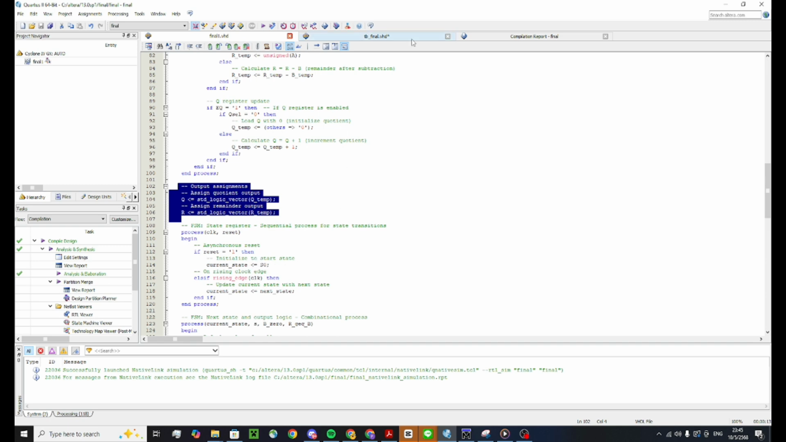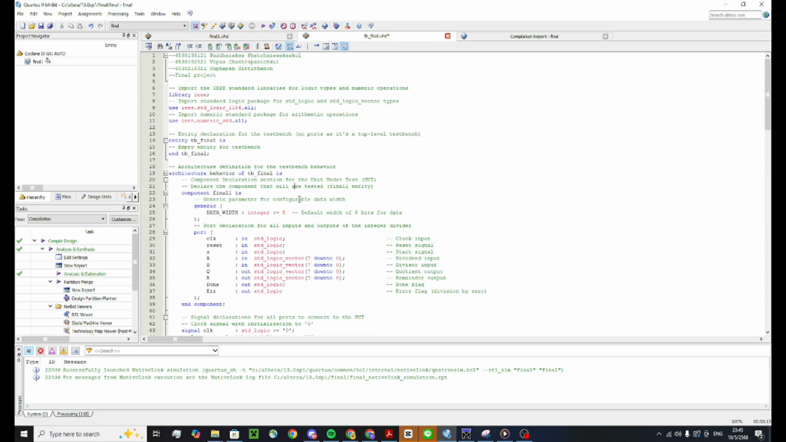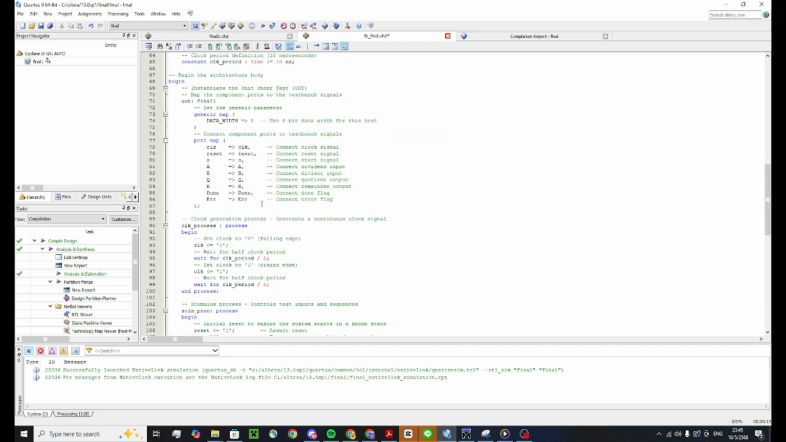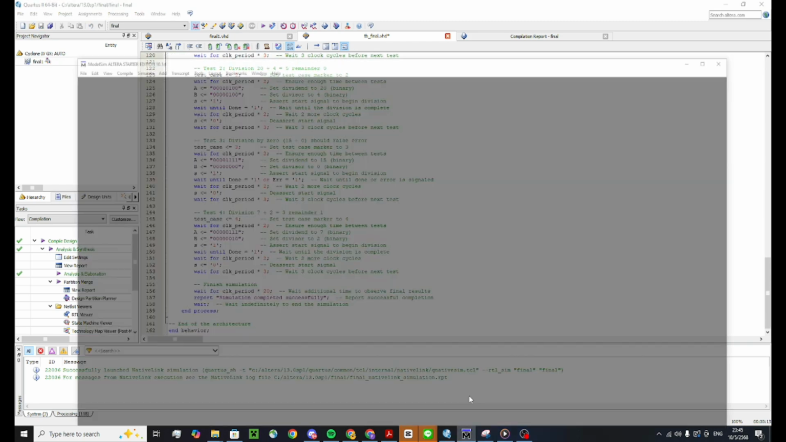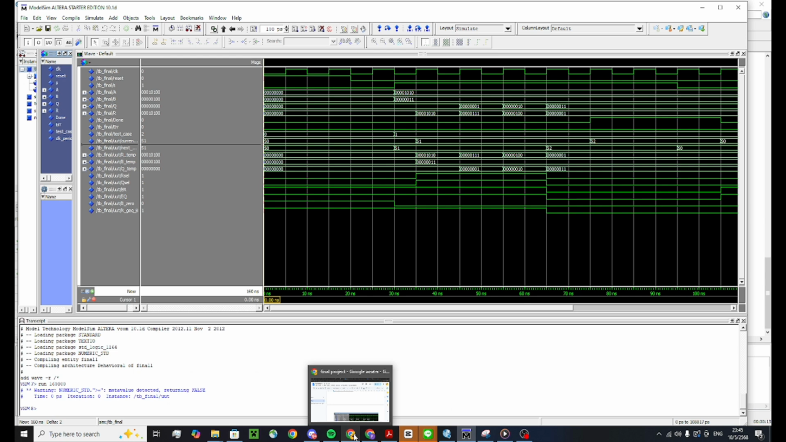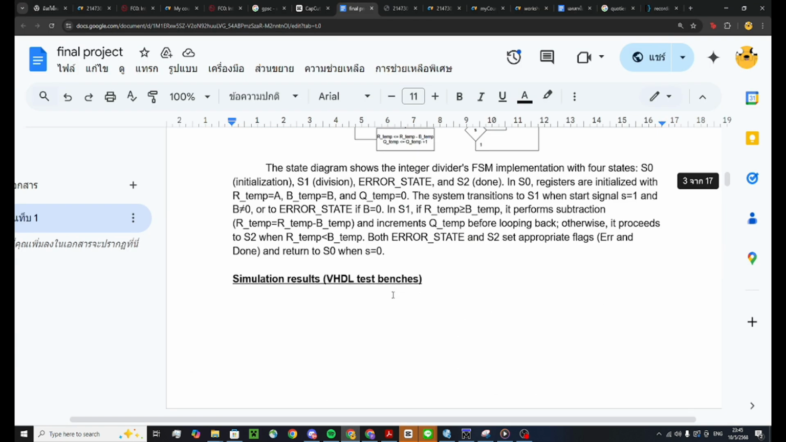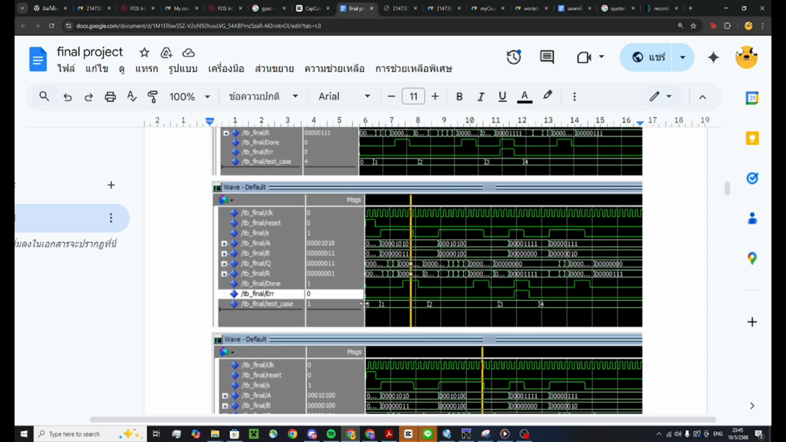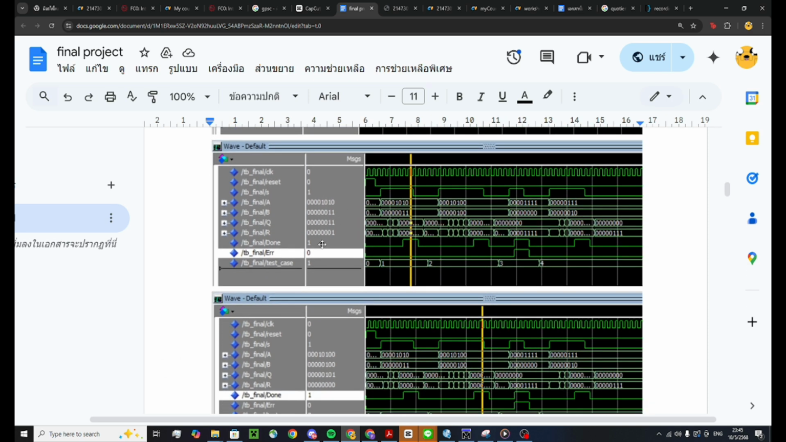So let's take a look at the final test bench. This code is kind of messy, and I already computed the waveform here. So let's look at the waveform in the report, so we can save a lot of time. This is test number 1. We're trying to do 10 divided by 3. It will equal 3 with a remainder of 1. So this demonstrates the normal division.